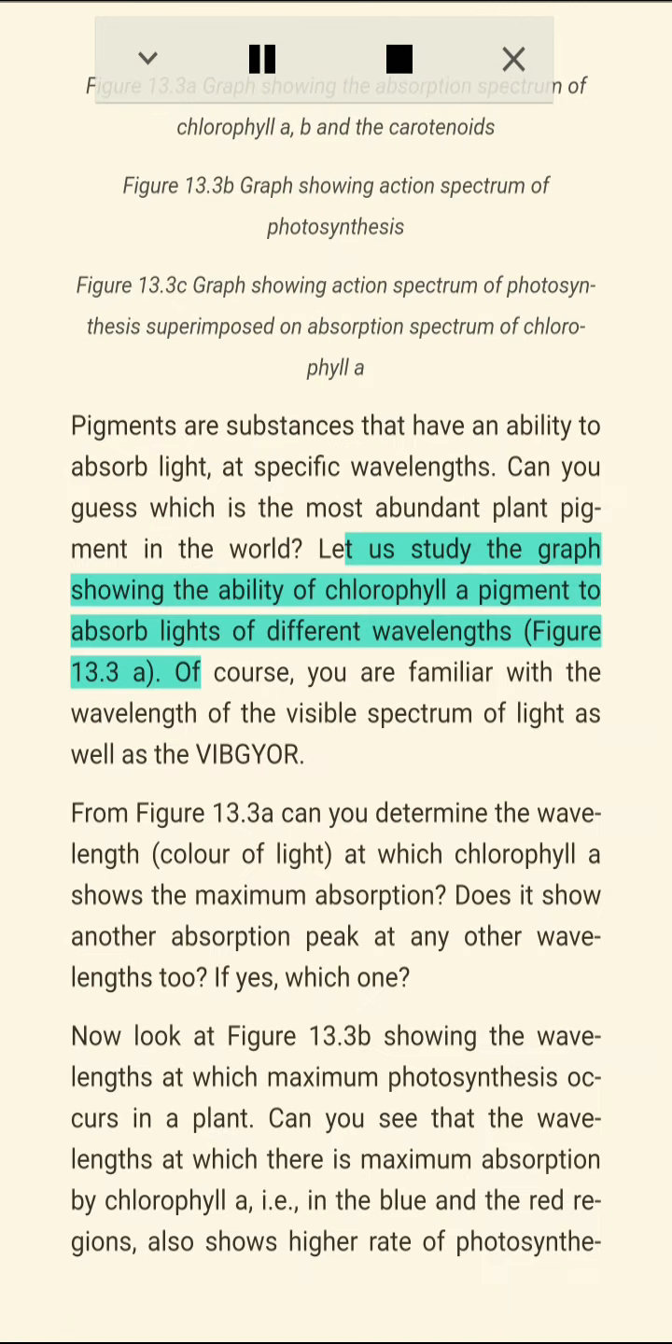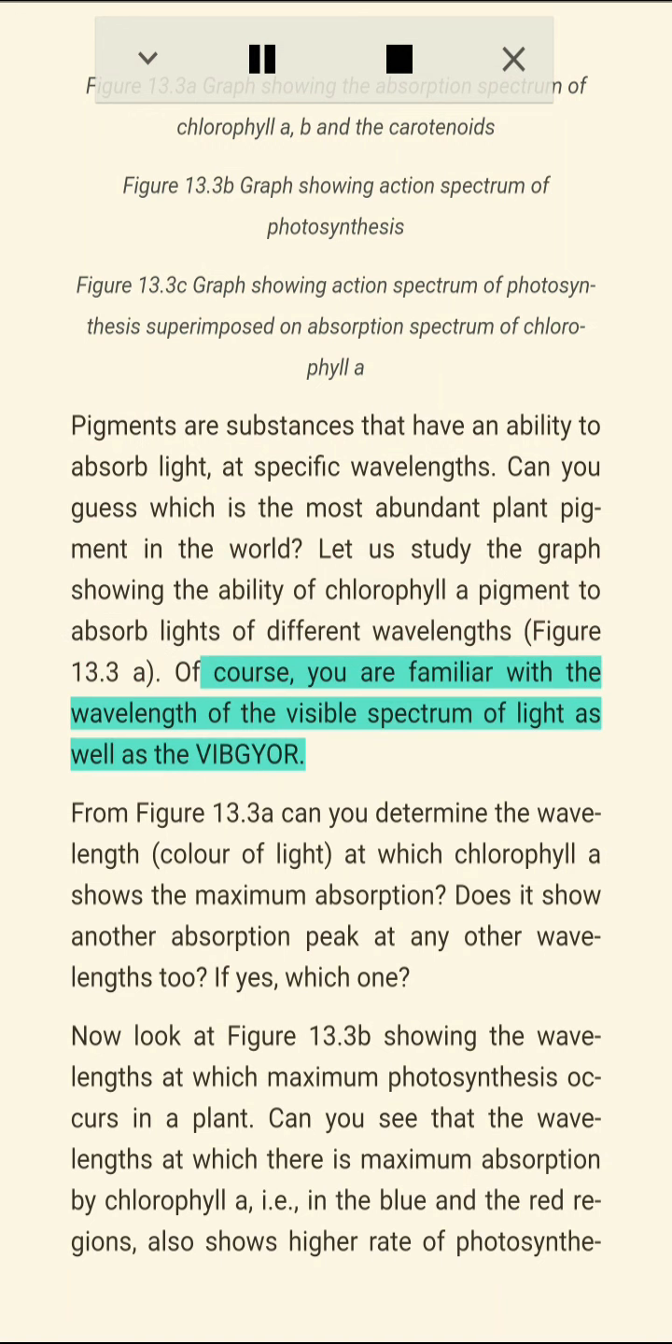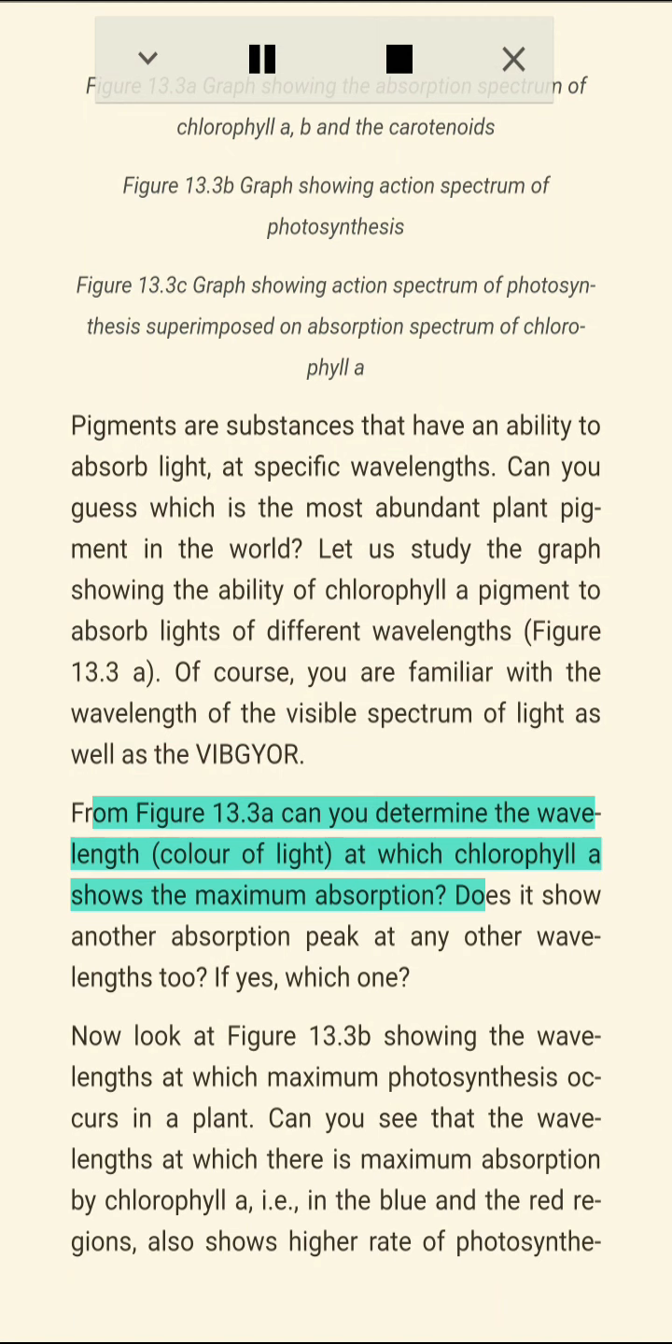Can you guess which is the most abundant plant pigment in the world? Let us study the graph showing the ability of chlorophyll, a pigment, to absorb lights of different wavelengths, figure 13.3a. Of course, you are familiar with the wavelengths of the visible spectrum of light as well as the VIBGYOR.